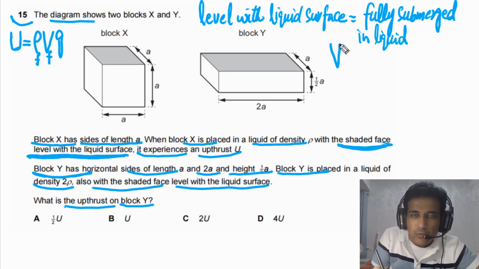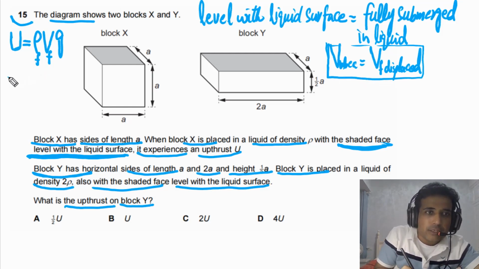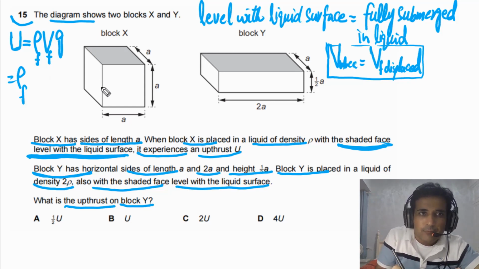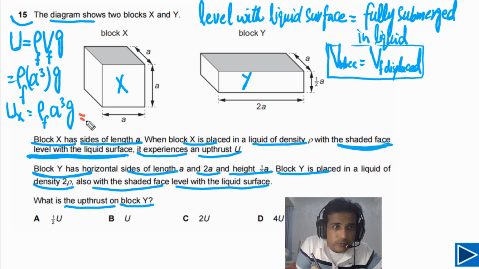It also means that the volume of the block is equal to the volume of fluid displaced. So volume of fluid displaced is equal to volume of block. Very important point. Now we will use this to answer. Rho is the density of fluid, V is the volume of fluid displaced, which is equal to the volume of block, and the volume of block X is equal to A cubed. So this is equal to rho times A cubed times g. So this is the value of Ux. So Ux is equal to rho times A cube times g, where the density of fluid is given as rho.